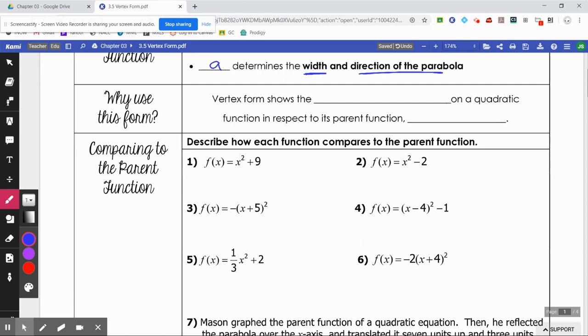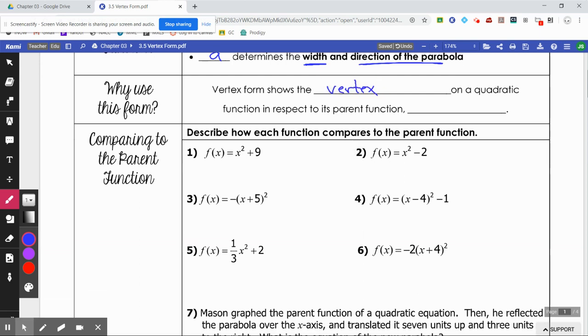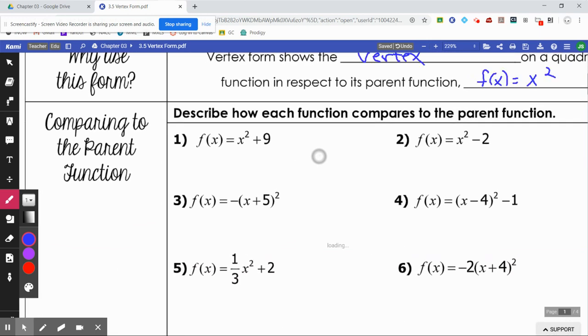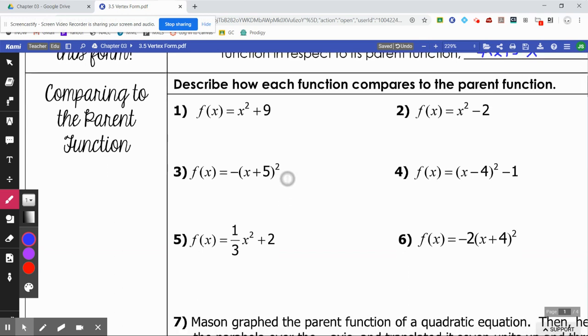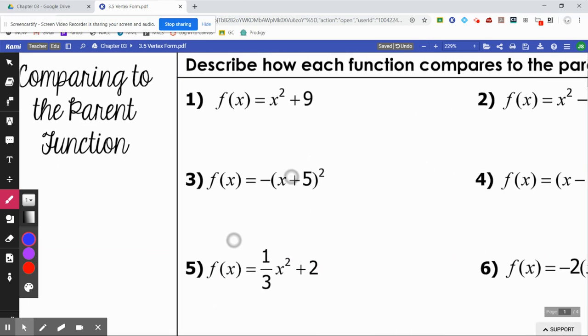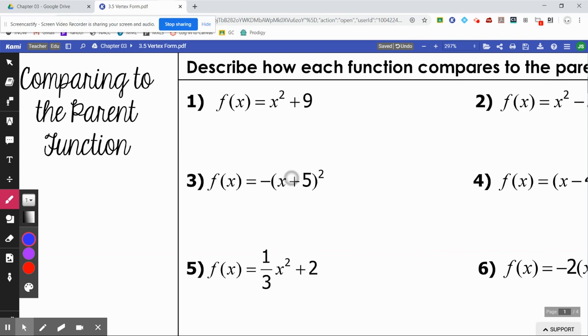Vertex form shows the vertex on a quadratic function in respect to its parent function. And if you don't remember the parent function, the most basic parabola is y = x^2. So we're able to take that y = x^2 and describe the movement, the transformations, and we know now where the vertex is located. So let's describe each function, just in review. Let's remind you how the values change the parent function. And again, we're transforming y = x^2 into these different ones.